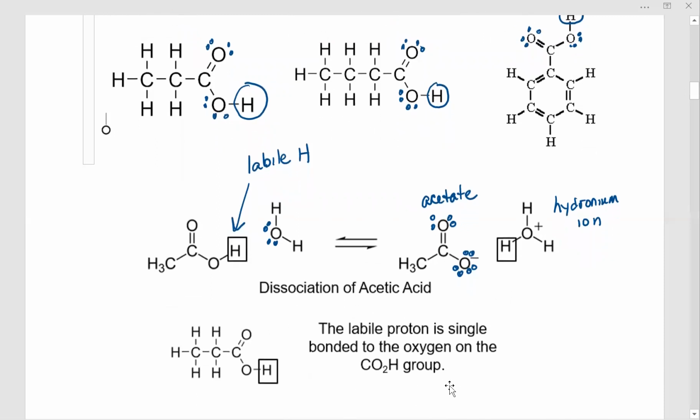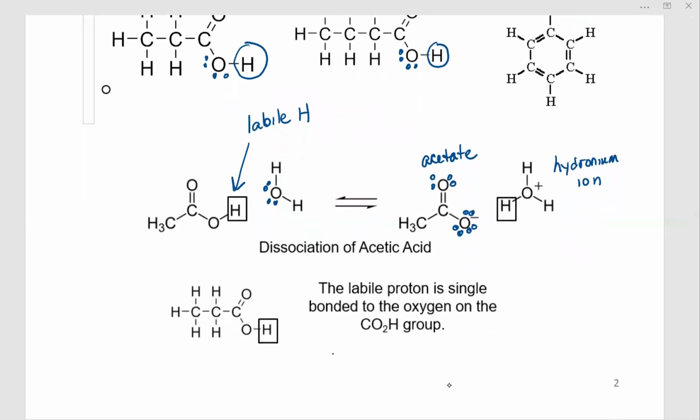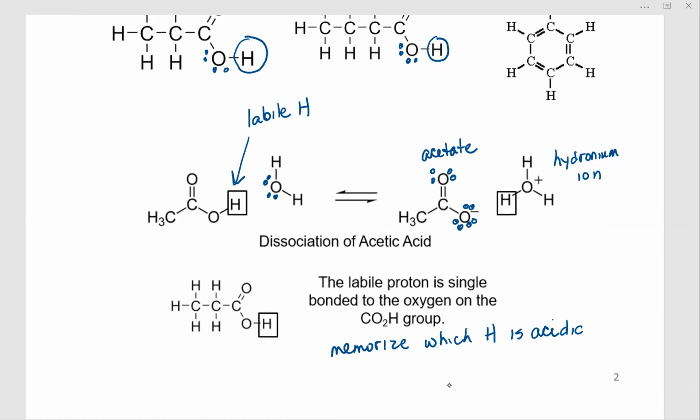So the labile proton is single bonded to the oxygen on the CO2H group, okay? You need to memorize which hydrogen can be lost. So memorize which hydrogen is acidic. Okay, so those are our carboxylic acids, so you should recognize those as being acids.